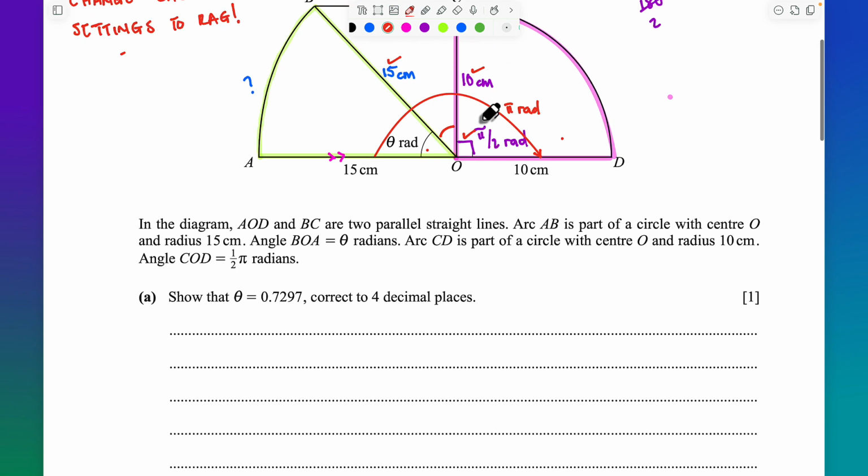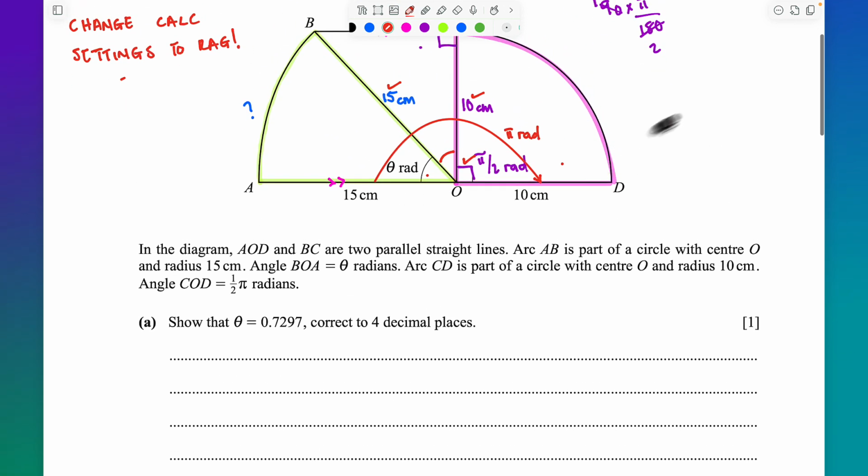So just to make it easier, let's redraw that. I'm going to draw that little triangle on the side over here, right? We have BOC, which looks like this. This is C, this is O. We're looking for that angle. We don't know what that angle is, but we do know that this is 15, this is 10, and this is pi over 2, or 90 degrees. So we can use trigonometry to work that out, right?